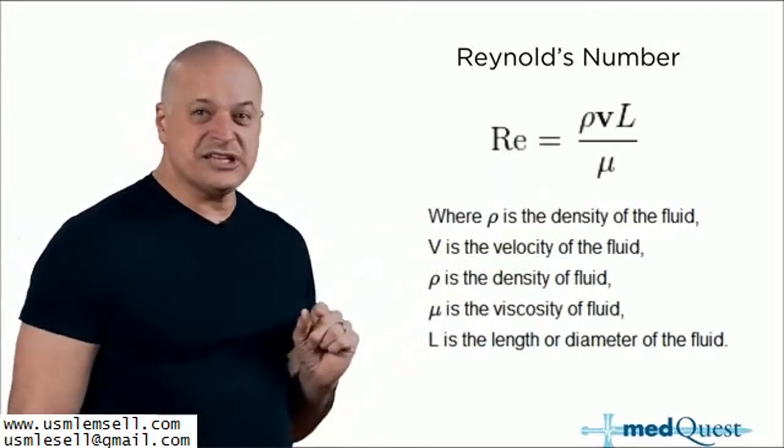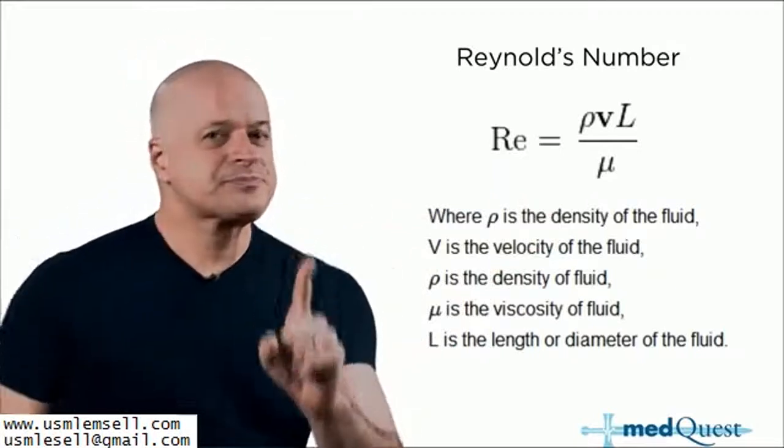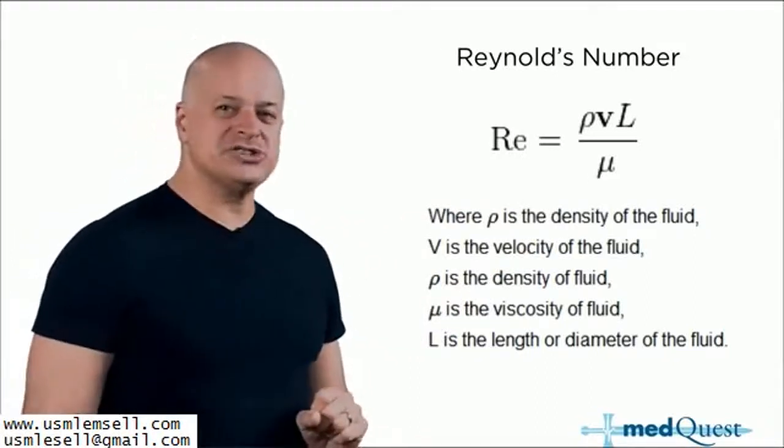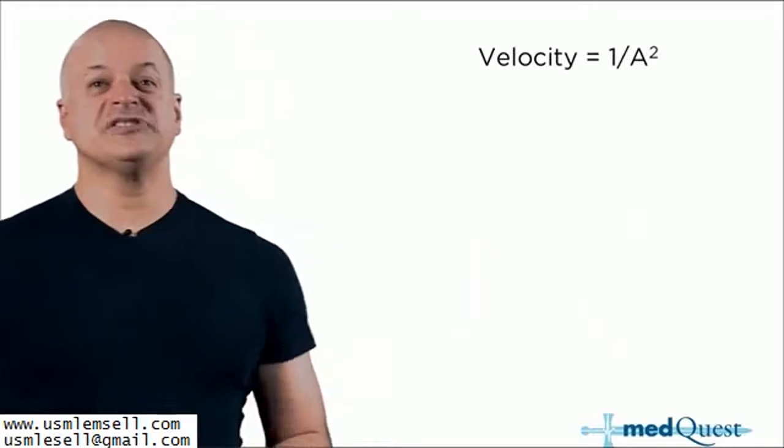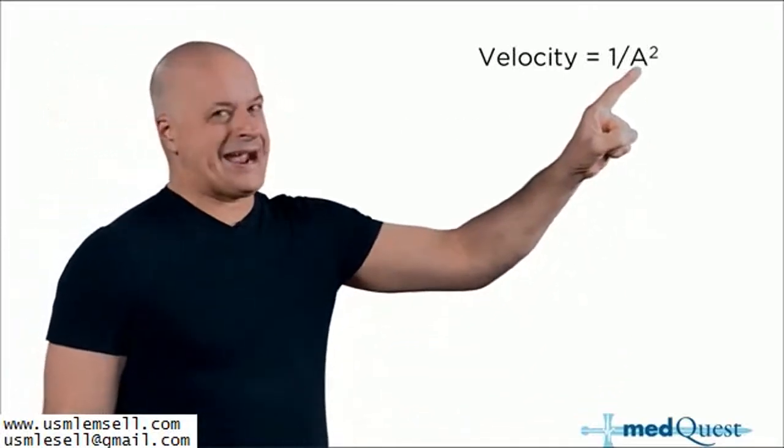Now, here's the thing that's said, well, flow goes down, how come turbulence goes up? And that is because the velocity is going up with the power of a square.